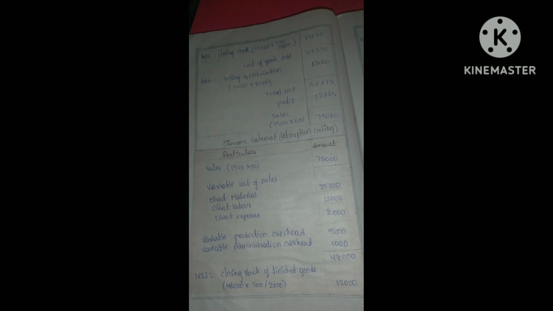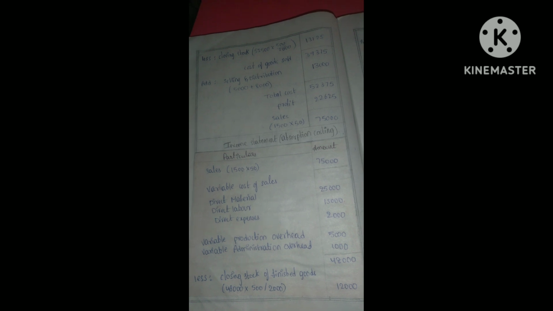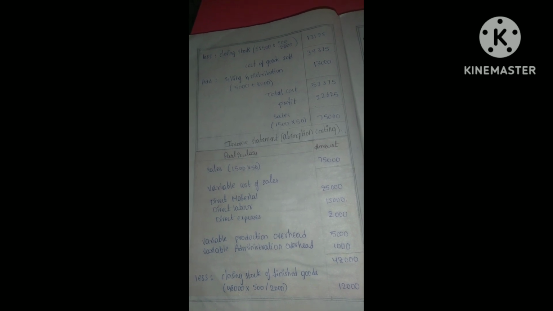Now we have to calculate variable cost of sales. So direct material plus direct labor plus direct expenses, so 25,000 plus 15,000 plus 2,000. And we have to add variable production overhead, that is 5,000, and variable administration overhead, that is 1,000. So by calculating all variable cost we will get 48,000.